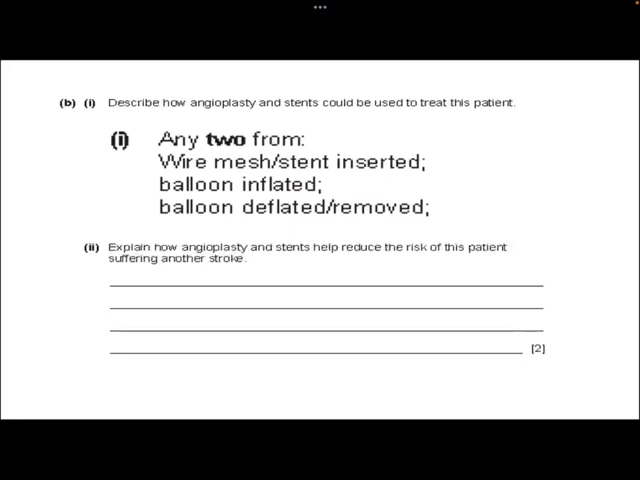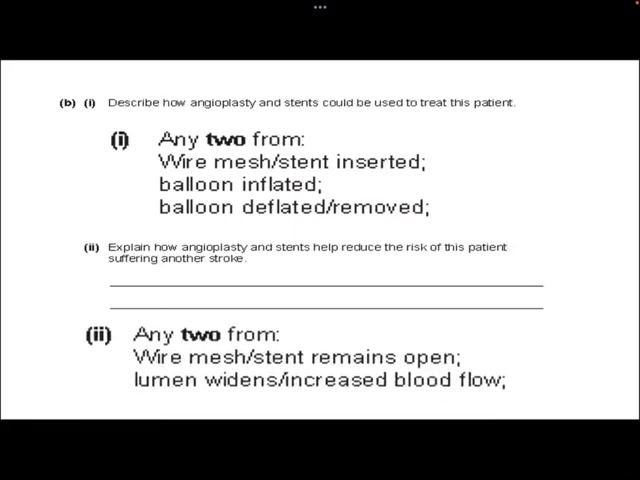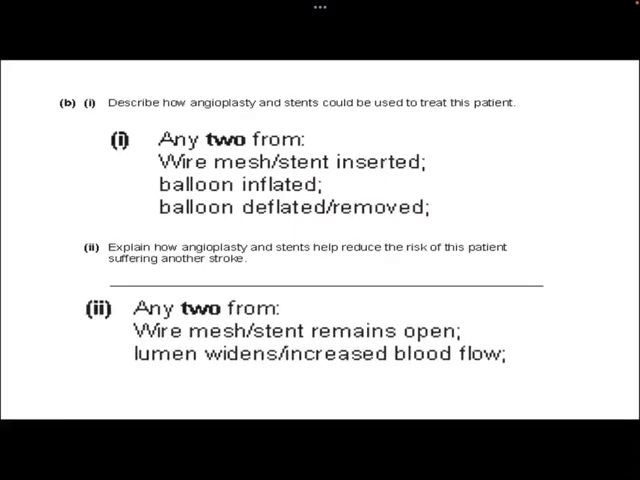Explain then how angioplasty and stents help reduce the risk of this patient suffering another stroke. So how does this stent help? So you want to be mentioning the idea that the stent will help to widen the artery so the lumen remains wider, so we've got increased blood flow. The wire mesh keeps the blood vessel open, allowing more oxygen and glucose to pass through.